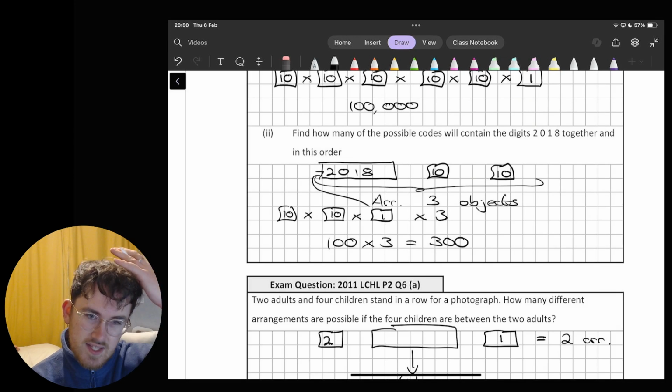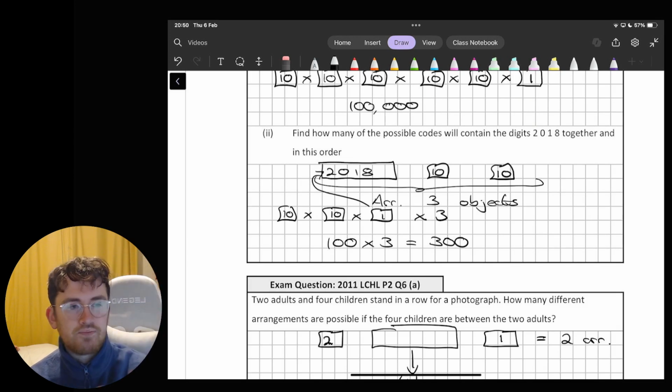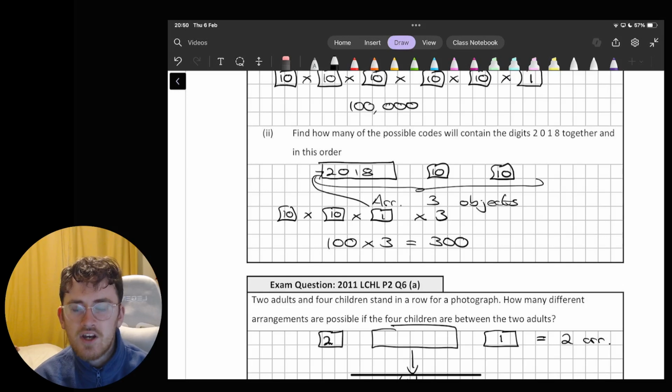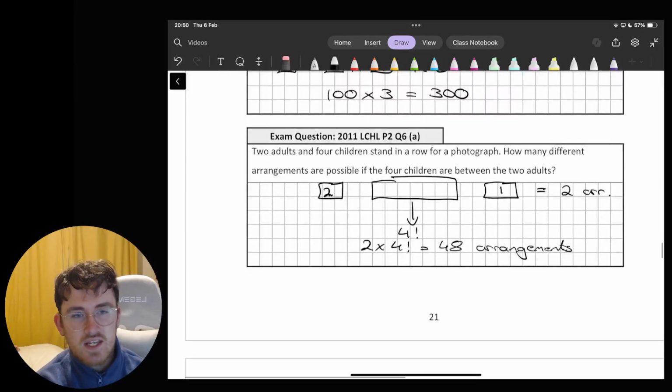So really out of this I was trying to arrange, not necessarily 3 objects, because there were still 10 choices for the other 2 points here. And the same thing comes in here. It's not necessarily 3 objects that I'm arranging.